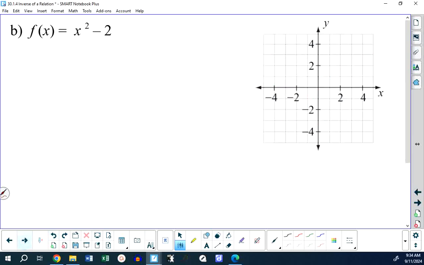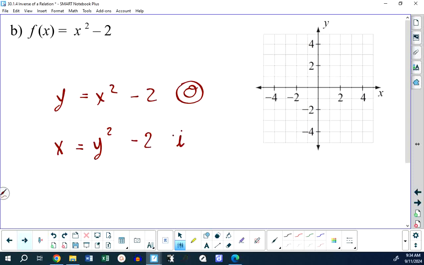So let's take a look now at the next one. Let's find the inverse of this first. The original function is y equals x squared minus 2. Two things are happening to y on the inverse, once we switch x and y. One of the things that's happening is it's being squared, and then 2 is being taken away.